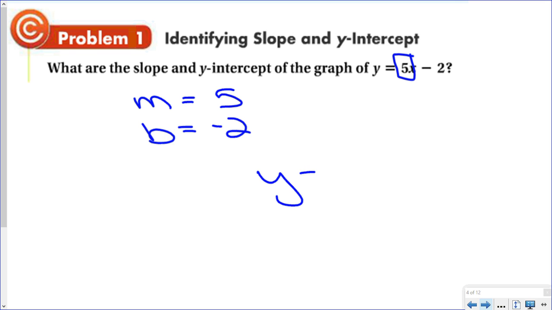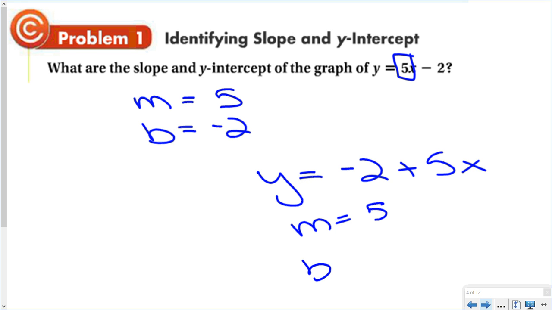Now on the test, they want to trick you. They're going to switch this around like this, but your answer is the same. The number in front of x in this problem here is still 5. Your b value is -2. So it's always grab the number in front of x once y is solved for.